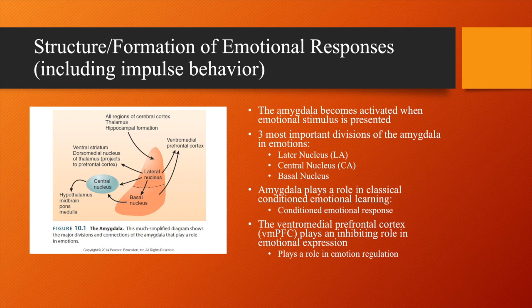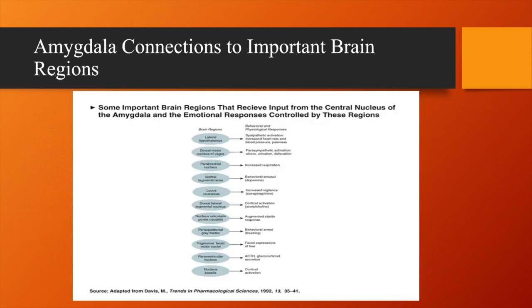The central nucleus is the region of the amygdala that receives information from the basal nucleus, lateral nucleus, and the accessory basal nuclei, and sends projections to a wide variety of regions in the brain. It is also involved in emotional responses. The lateral nucleus and the basal nucleus send information to the ventromedial prefrontal cortex. This picture shows the connections between the amygdala and important brain regions.